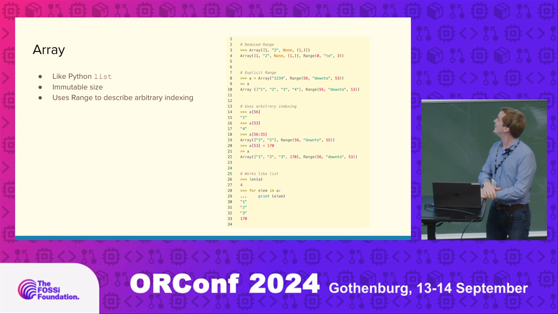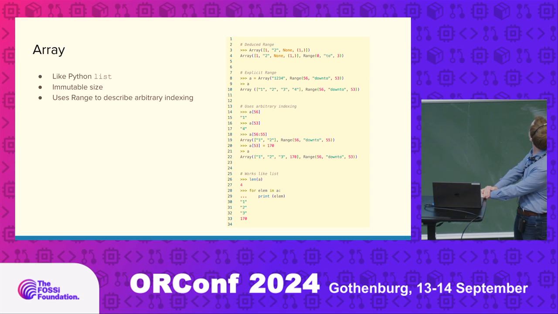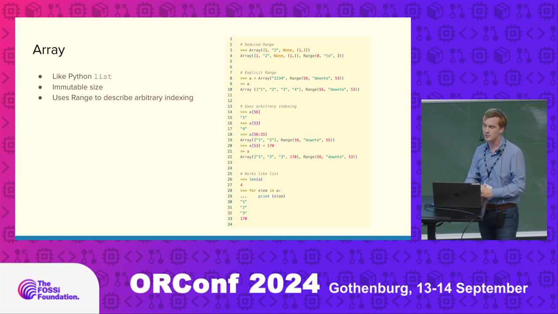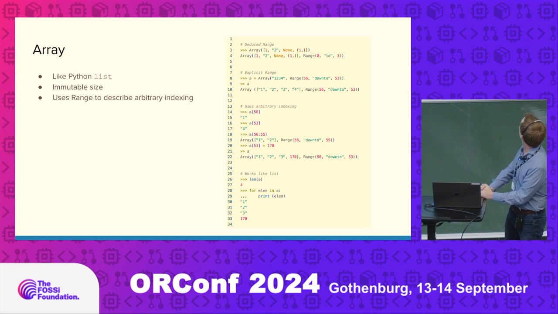All right, so Array, we can kind of see how it might work up there. So I had recently typed, you can put in whatever types you want. And you can see in the second example, we're using a range object to describe how you do your custom indexing scheme, where we can see that being used in the third section. 56 is on the left, so we get 1 when we index into it. 53 is on the right, so we get 4. And you can use that same 56 downto 53 syntax if you're familiar with VHDL. Or you can just use inferred Verilog, where it's just the left and the right. But otherwise, it works just like list.